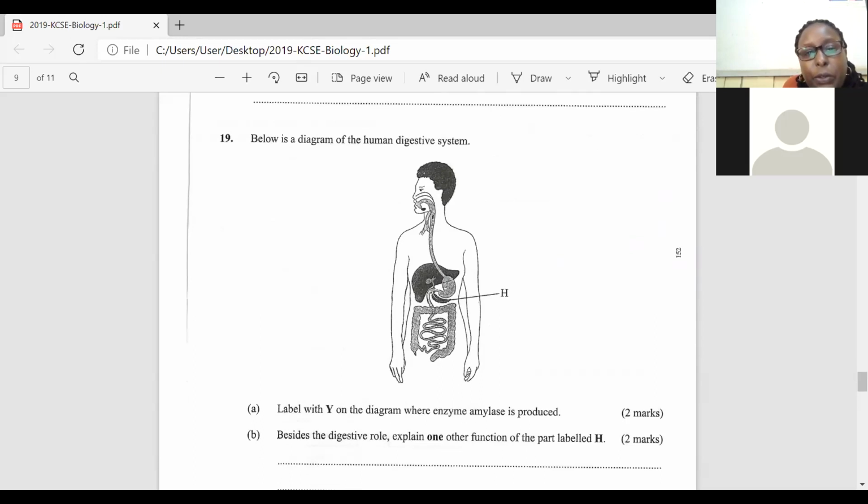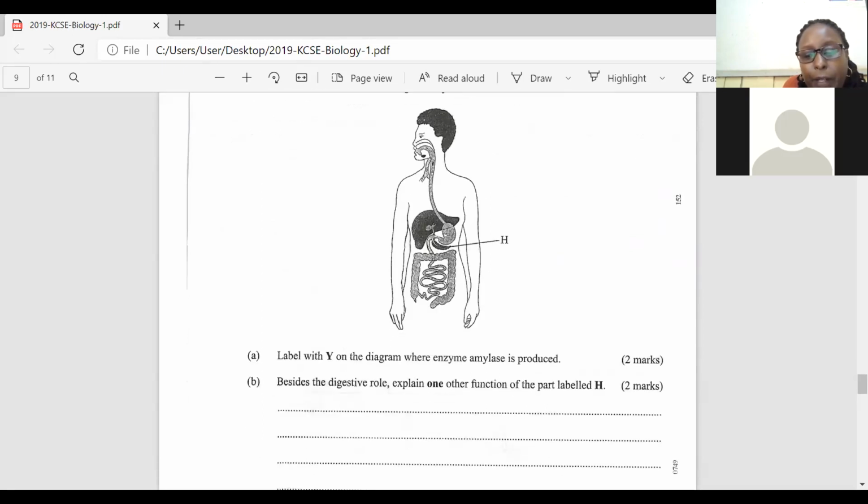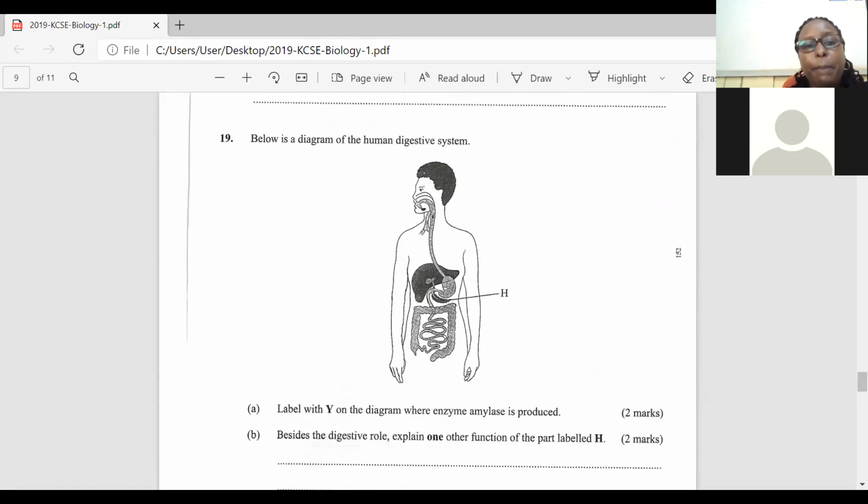Then question 19 also had another diagram. Below is a diagram of the human digestive system. So part A, that question is from Form 1 work, again the last chapter, nutrition in plants and animals. To be able to answer the question, the student should have had knowledge of the human alimentary canal, the digestive system, all the parts.